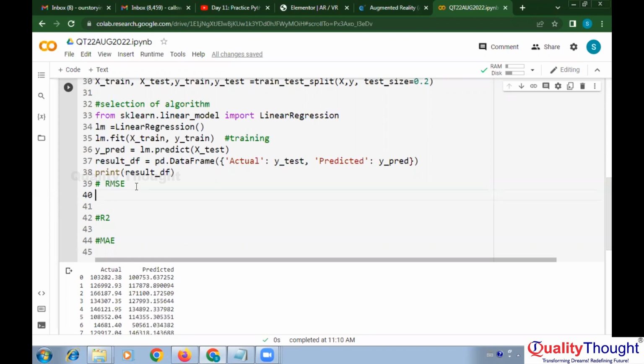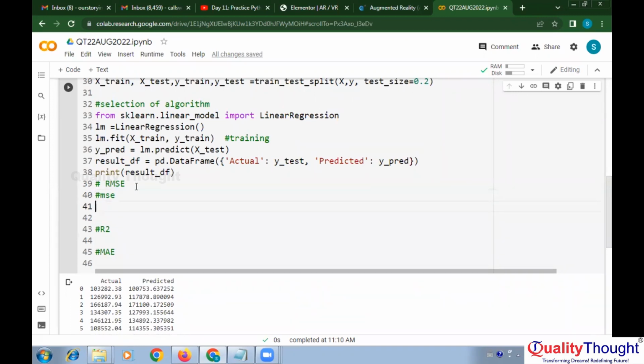Root mean square is not directly available. So we have a formula for MSE, mean squared error. So how to calculate mean squared error? From sklearn, we'll import metrics.